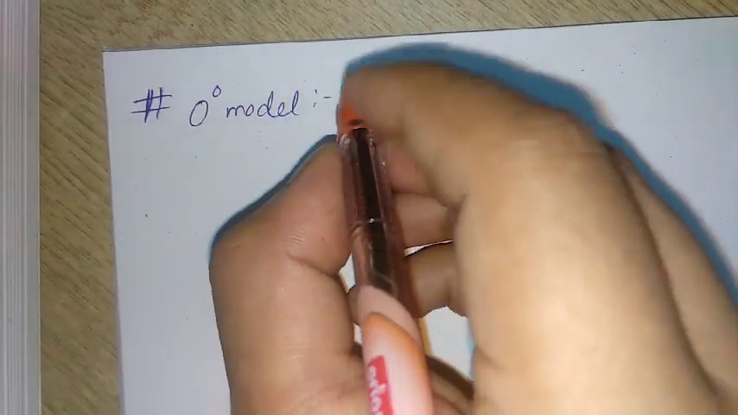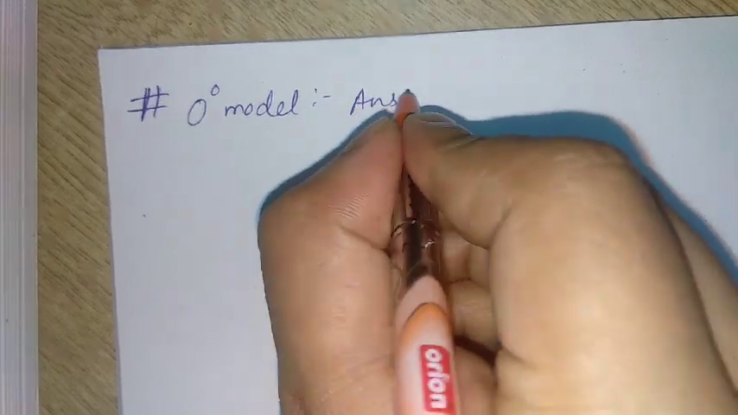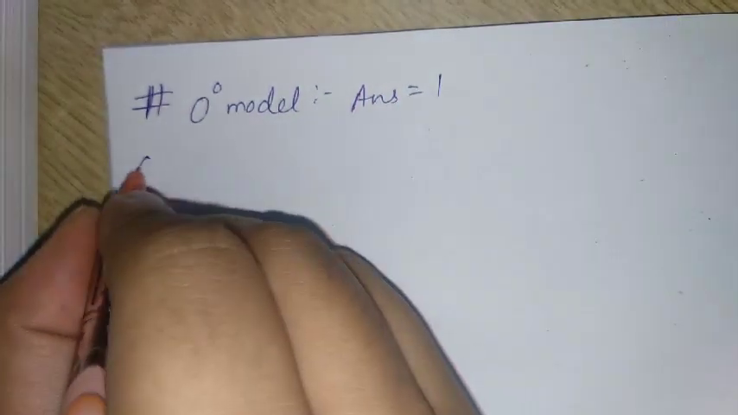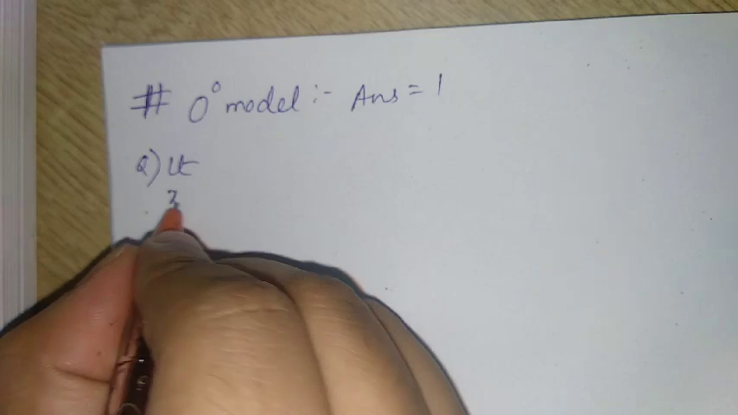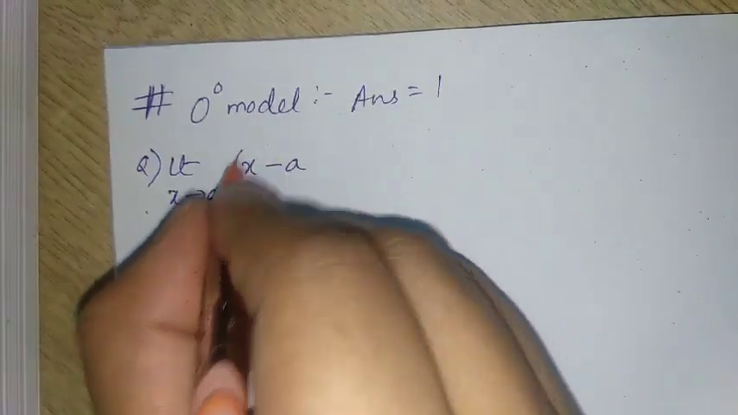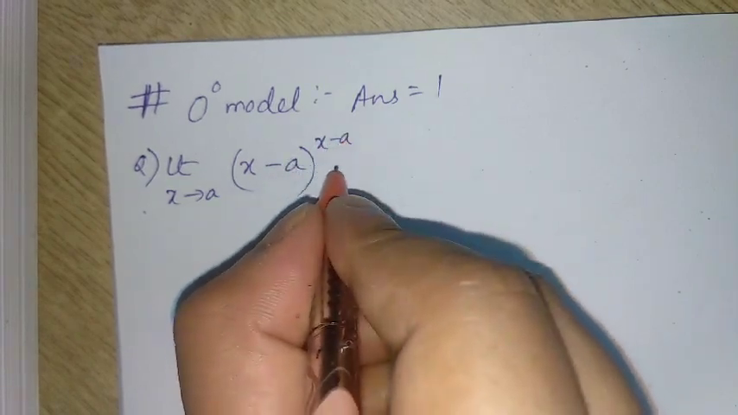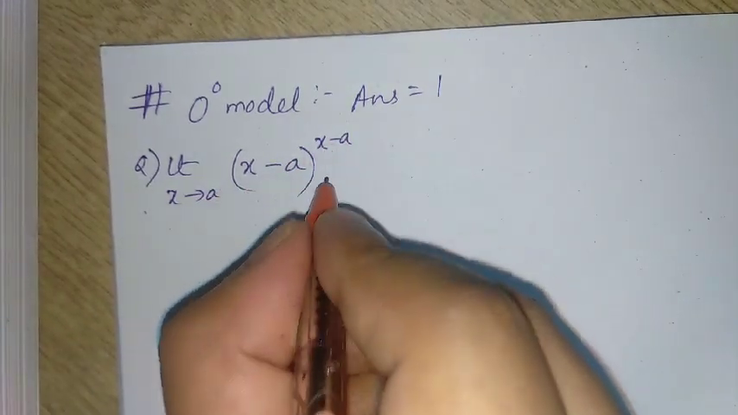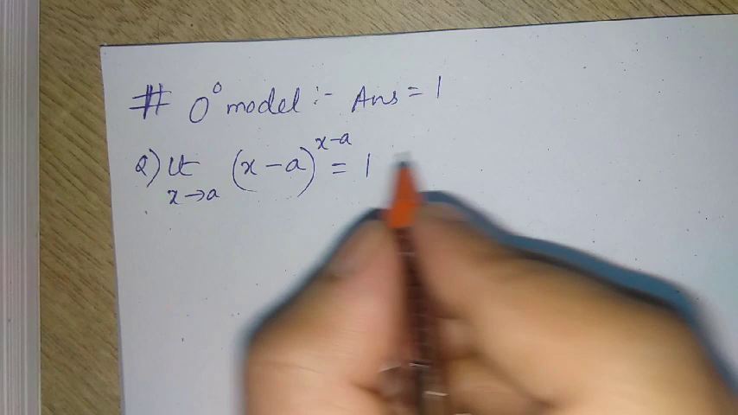So hello guys, we will move on to the next model of questions, which is the 0 to the power 0 model. Always remember, the answer will be equal to 1. Say for example, limit x tends to a, (x minus a) to the power (x minus a). It is nothing but 0 to the power 0, and the answer is equal to 1.